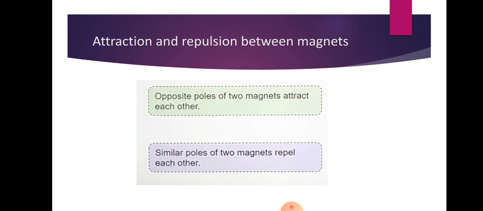Attraction and repulsion between magnets. We have already discussed that a magnet has two poles. One is the north pole, another is the south pole. The dissimilar poles will attract each other, and the similar poles will repel each other.